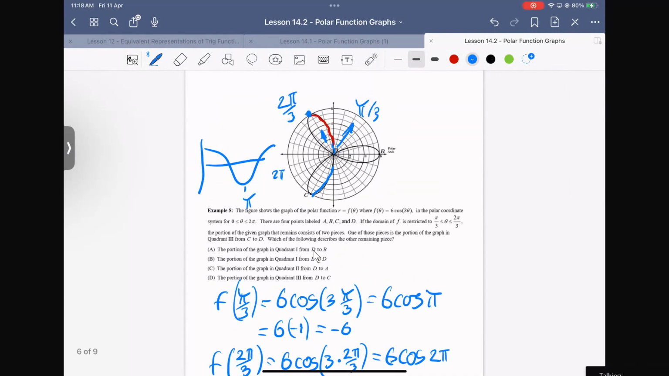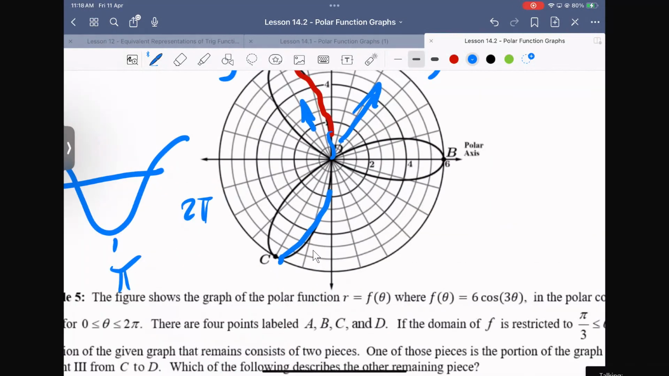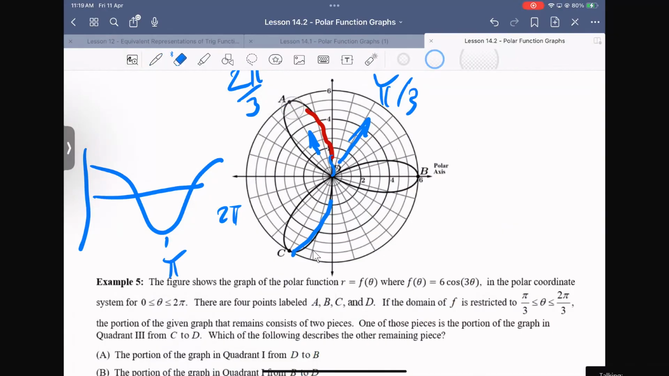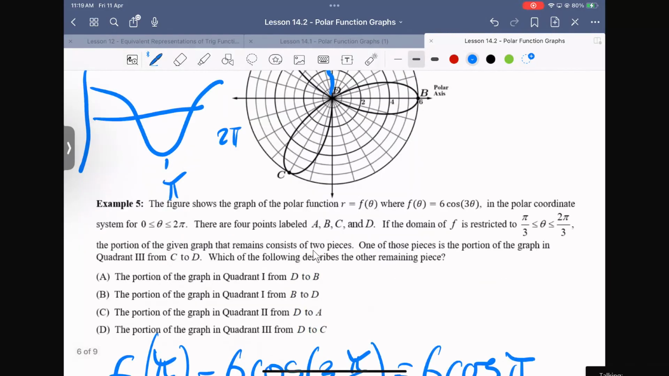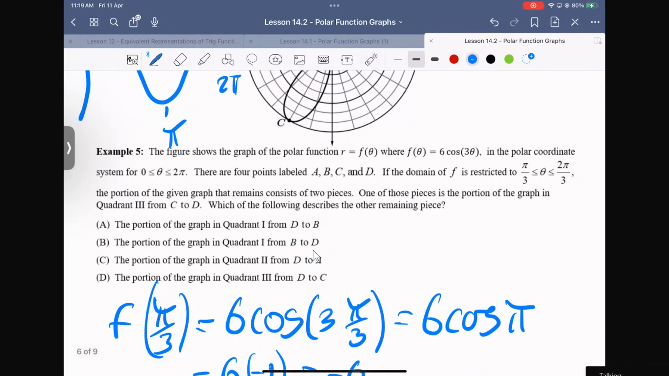So we are going from D to A. The portion of the graph is in the second quadrant from D to A. This is the correct answer.